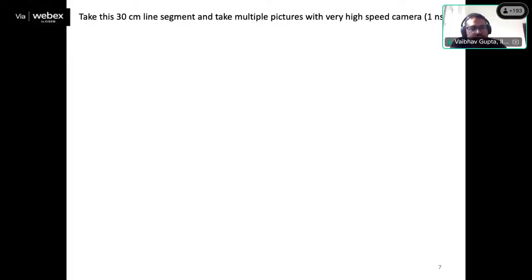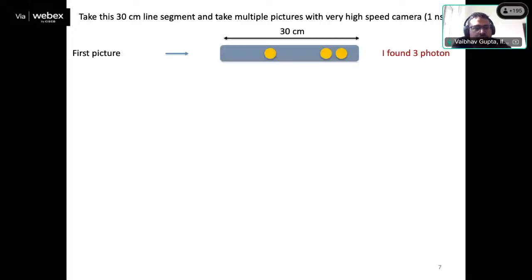So now we have this 30 centimeter line segment, and what I want to do is take a picture of this line segment with a very high speed camera. So this camera is very high speed, meaning it can take pictures every nanosecond. It can keep clicking pictures. So let's take the first picture. I knew that the average number of photons is 3.1. I took the first picture. It was a 30 centimeter long line segment. I found 3 photons. Okay, this was my first picture.